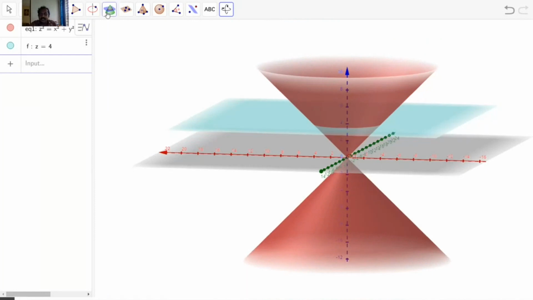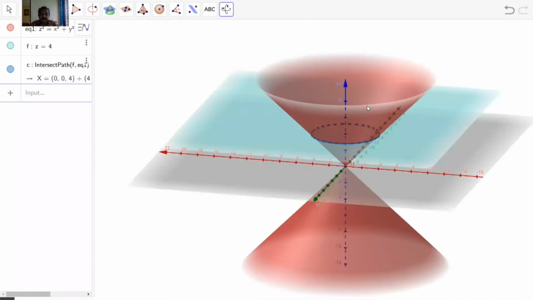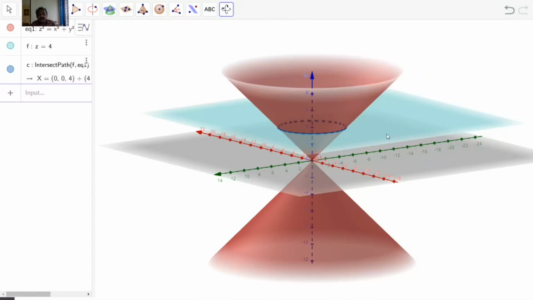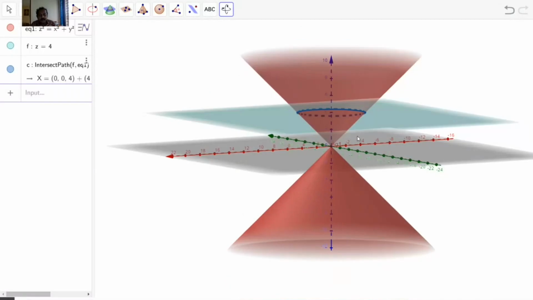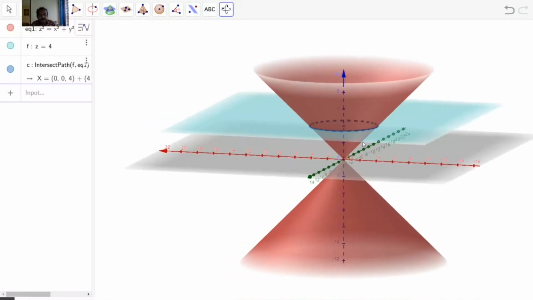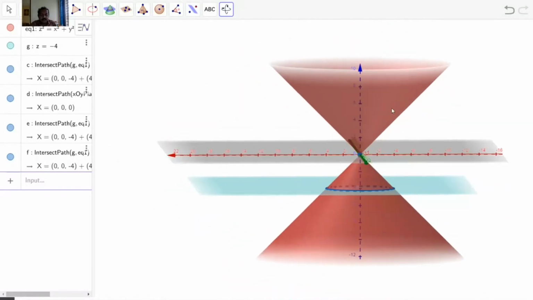So we just intersect the plane with the cone. You can see the plane z is equal to 4 cuts the cone, and you are getting a circle at a height of 4 units. Remember that here the plane is perpendicular to the axis of the cone. Now you put one more plane, z is equal to minus 4, and you can see that the plane cuts the cone along a circle.